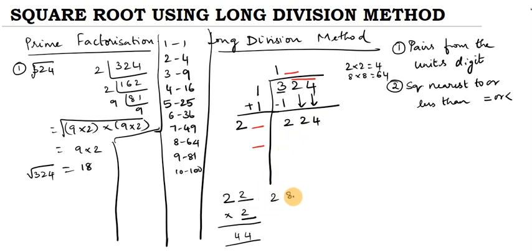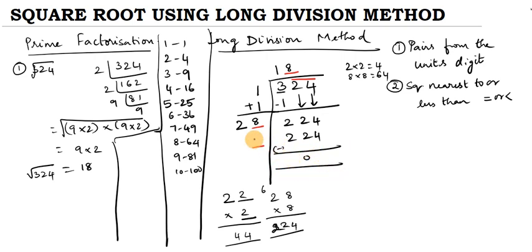So 28 into 8. So 8 8s are 64, 8 2s are 16, 16 plus 6 will be 22. Sorry, 22. So am I getting 224 here? Yes. So let me write the number here, and then we'll also write the same number here if we need it. So I'm getting 224. So when I'm going to subtract, I'm getting it as 0.